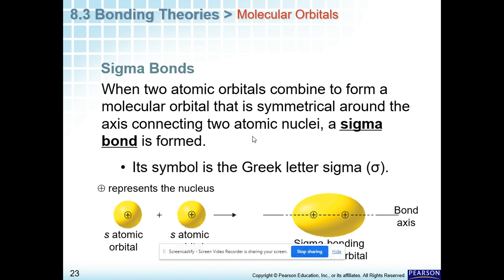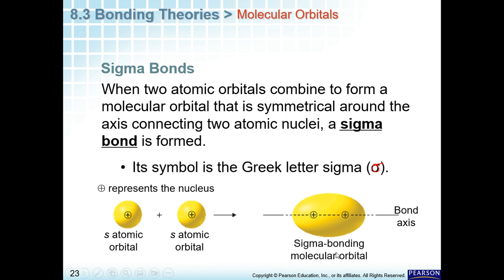So the textbook definition of a sigma bond is when 2 atomic orbitals combine, they form a molecular orbital that is symmetrical around the axis, and it connects the 2 atomic nuclei together. And the Greek letter for a sigma bond is sigma, which I believe is just a little o with a little line out to the side.